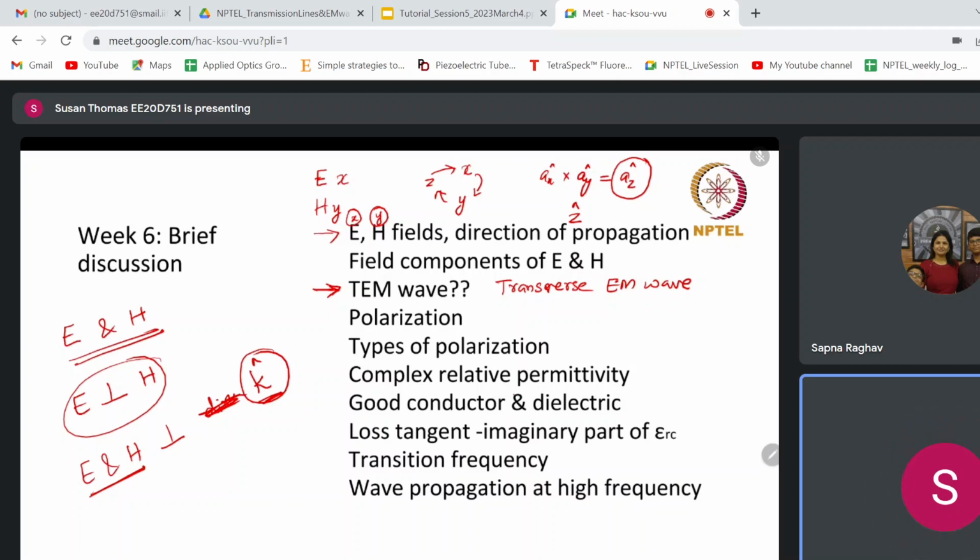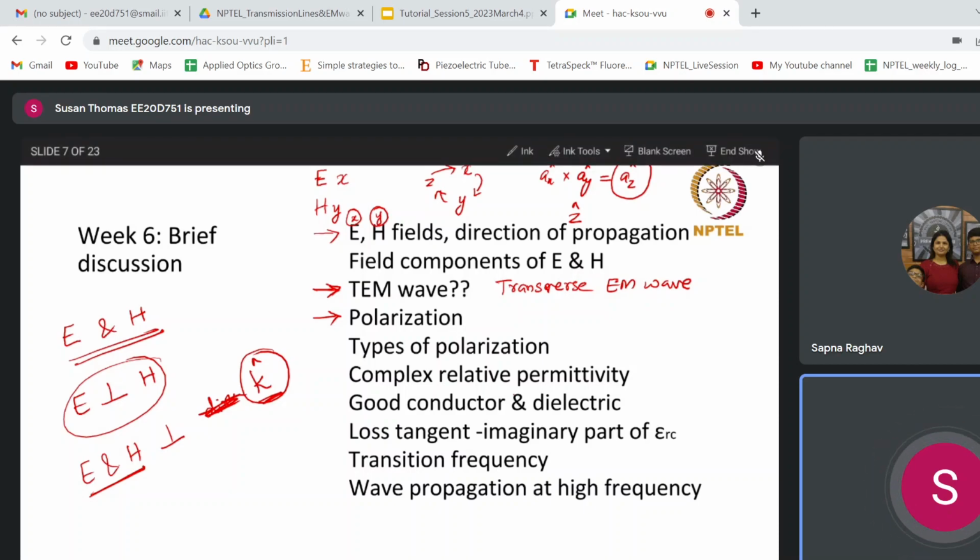Okay. Now coming to what is polarization. So polarization, in a very short definition, we can say that it's the temporal evolution or time evolution of electric field at a given location in space. Okay. So in very brief, if the electric field is oriented in a particular direction, polarization is nothing but the orientation of that electric field.